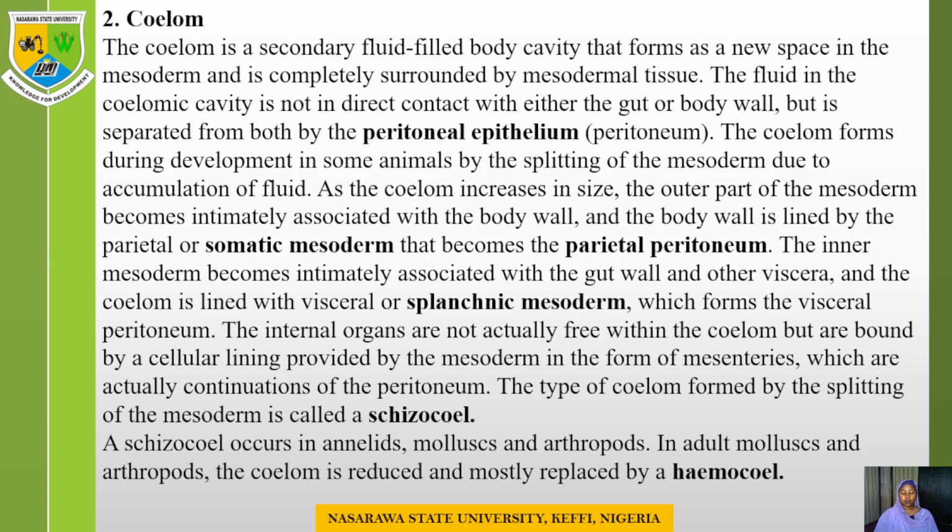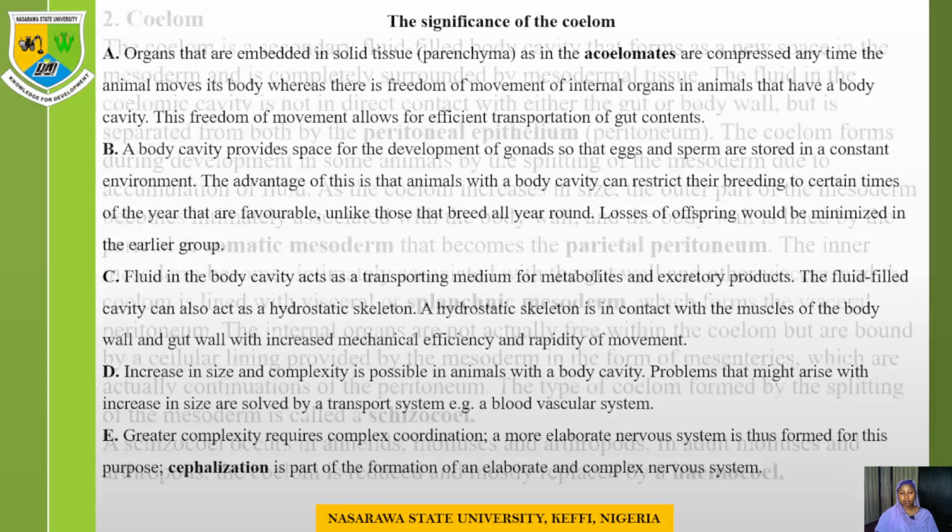The internal organs are not actually free within the coelom, but are bound by a cellular lining provided by the mesoderm in the form of mesenteries, which are actually continuations of the peritoneum. The type of coelom formed by splitting of the mesoderm is called a schizocoel. The schizocoel occurs in annelids, mollusks, and arthropods. In adult mollusks and arthropods, the coelom is reduced and mostly replaced by a hemocoel.